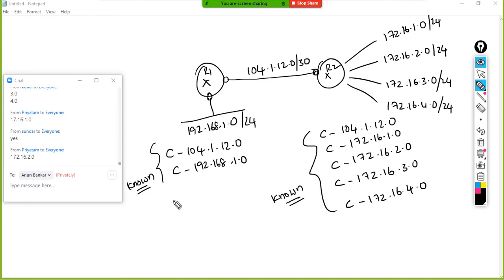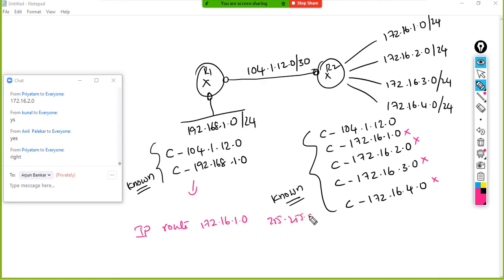But whenever you want to write static routes, you need to write the routes for unknown networks. In the entire topology, router 1 doesn't know these networks. Right guys? So you need to write a route for each and every network. Right or wrong? Yeah, you need to go to router 1 and write manually. How are you going to write? You are going to say IP route 172.16.1.0, then the subnet mask 255.255.255.0, then the next stop.